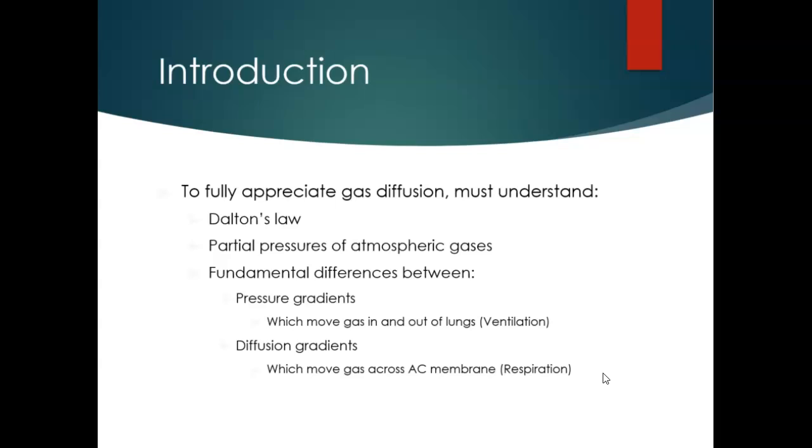And then you need to understand how those partial pressures of gas work against what makes up the atmospheric gas that we breathe in, and understand the fundamental difference between pressure gradients and diffusion gradients. Pressure gradients are what move gas in and out of the lungs. Diffusion gradients are what we talk about when we're moving the gases across the AC membrane. It's still a gradient, still moving from high to low, but we talk about diffusion gradients with respiration, and pressure gradients with ventilation.